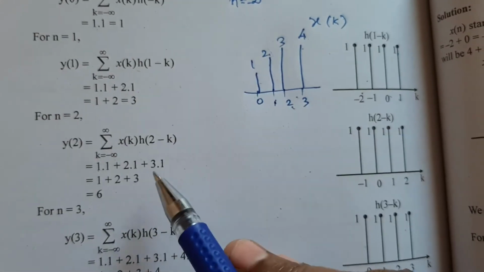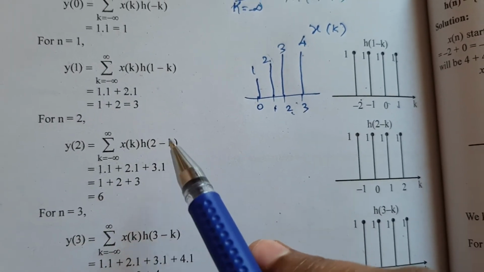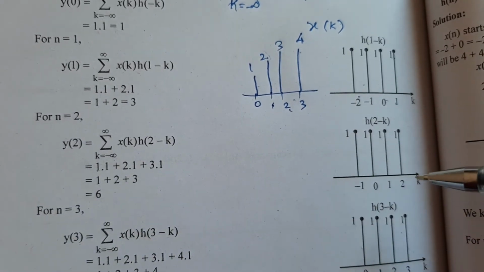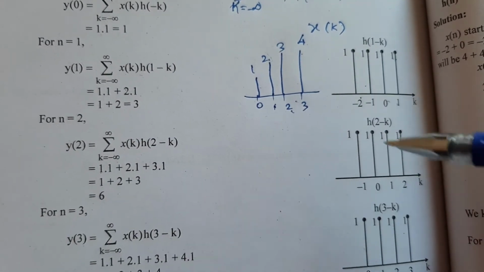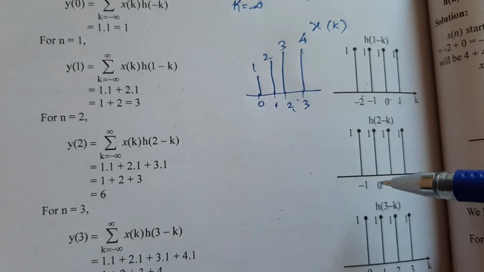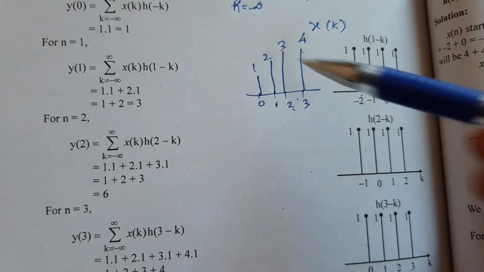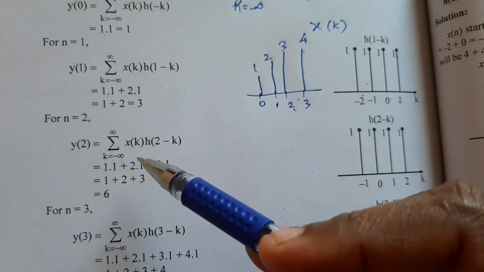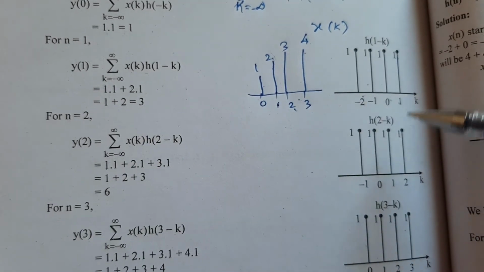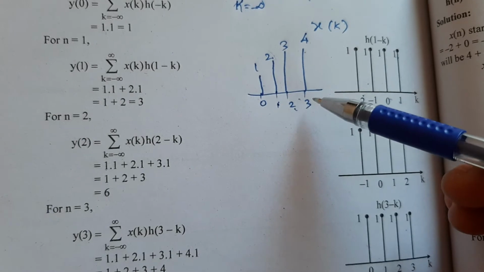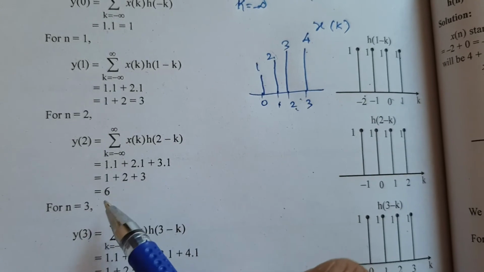And next for n is equal to 2, if you substitute n is equal to 2, the value is x of k into h of 2 minus k. Okay, so here h of 2 minus k means you want to shift h of minus k 2 places to the right. So you get the diagram in this form. So now multiply x of k and h of 2 minus k. So we multiply for 0, 1. Here for 0 the value is 1. So 1 into 1. And next for 1, here the value is 2, here for 1 the value is 1. So 2 into 1, 2. Next for 2, here the value is 3, here for 2 the value is 1. So 3 into 1. And next for 3, here 4, here there is no value. So 0. So that is 1 plus 2 plus 3. So the answer is 6.